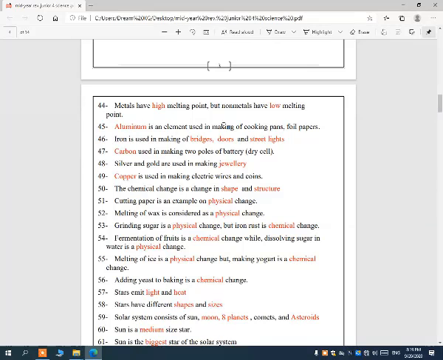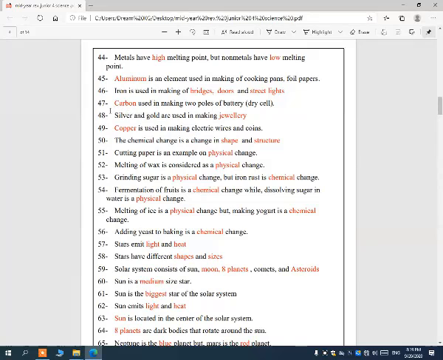This is an element used in making cooking pans and foil paper, cooking pot, foil paper, doorknobs: aluminum. Iron is used in making bridges, doors, street lights. 47. This is used for making the two poles of the battery or dry cell battery: carbon. Do you remember it? Carbon.